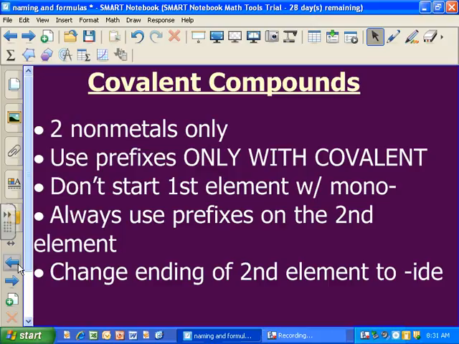The second element, such as in carbon dioxide, always gets a prefix, no matter what happens. And the ending of your second element becomes "ide." So CO2 is carbon dioxide, not dioxygen. You are used to these in your everyday life to some extent, so it's actually a little more simple for you to remember.